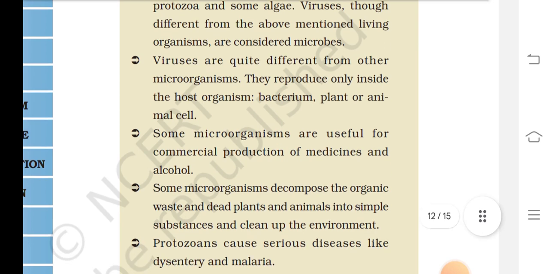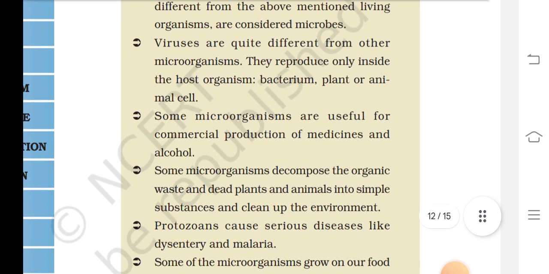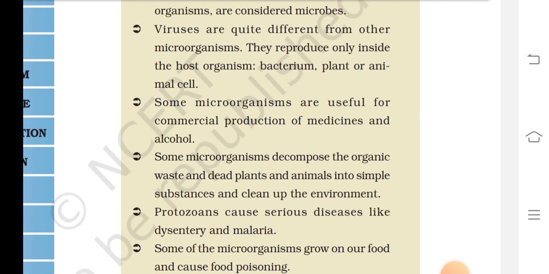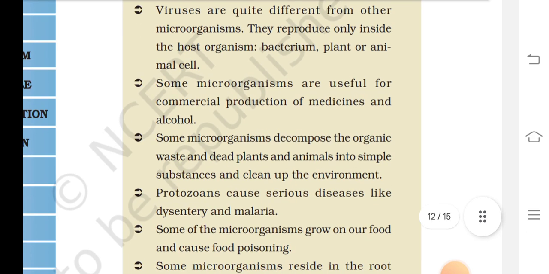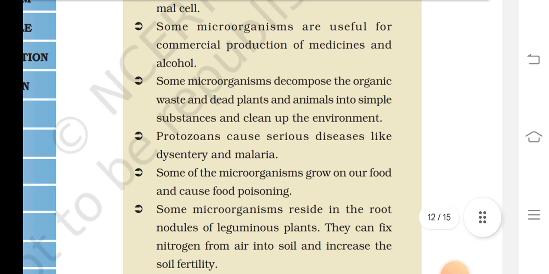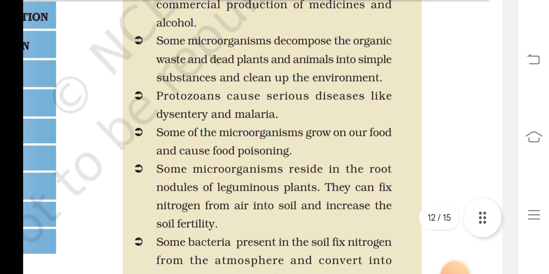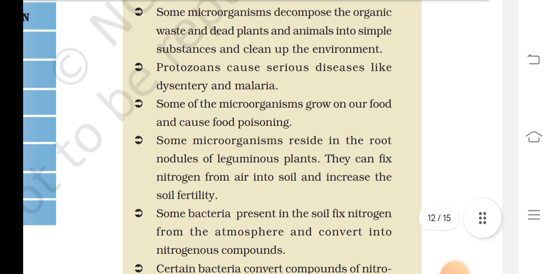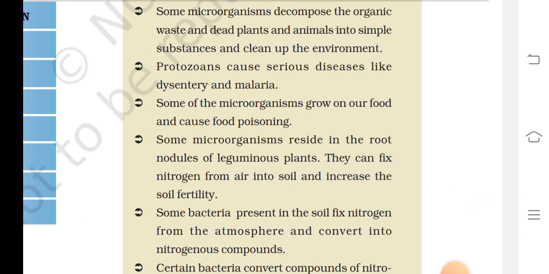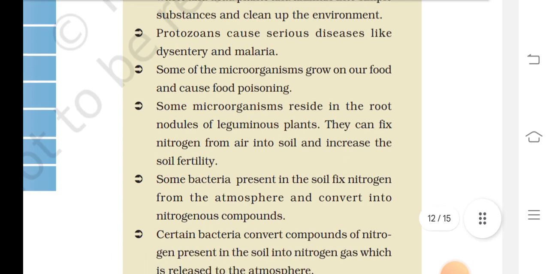Viruses, though different from the above-mentioned living organisms, are considered microbes. Viruses are quite different from other microorganisms. They reproduce only inside the host organism, such as bacteria, plant, or animal cells. Some microorganisms are useful for commercial production of medicines and alcohol. Some microorganisms decompose organic waste and dead plants and animals into simple substances and clean up the environment.